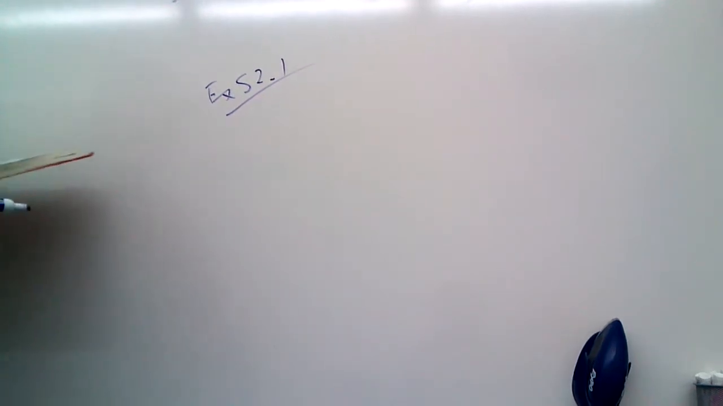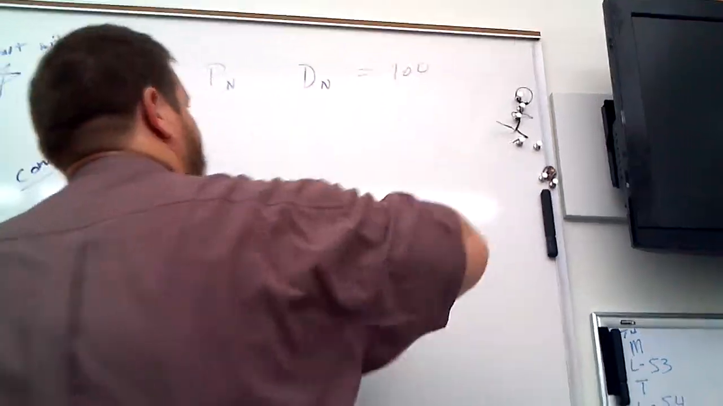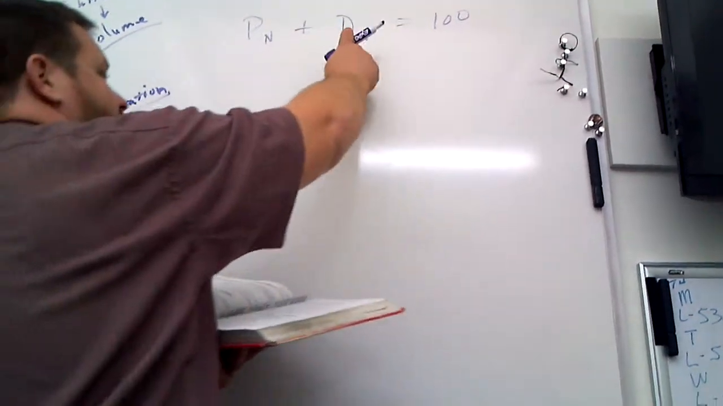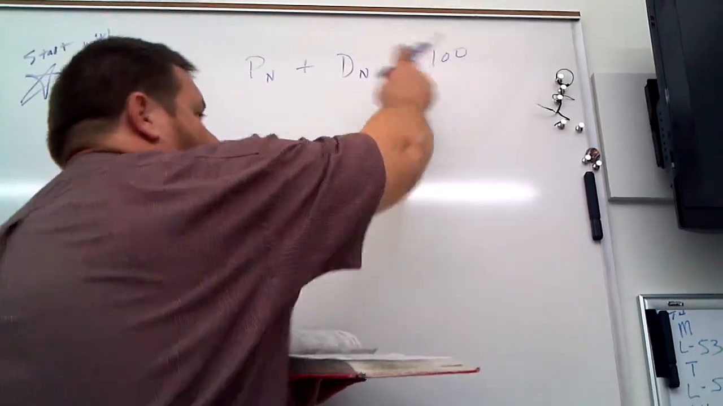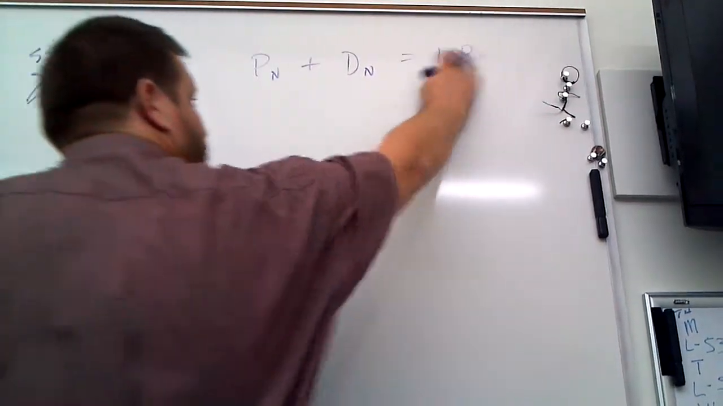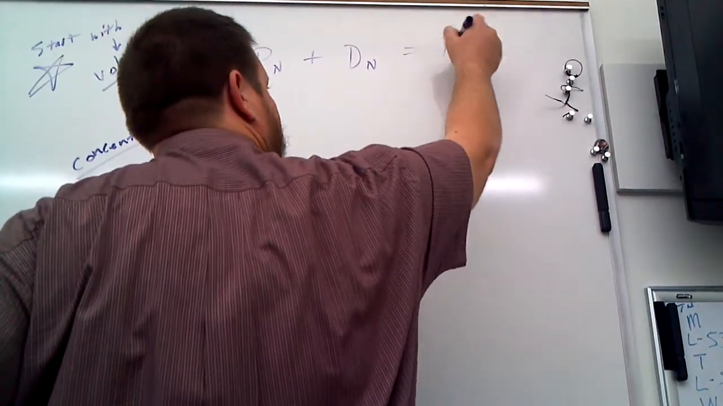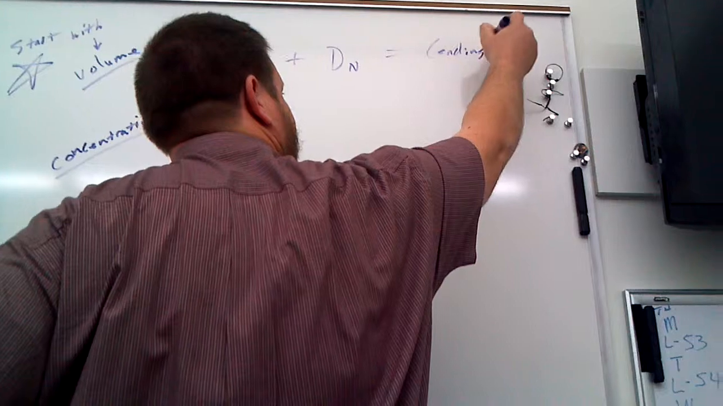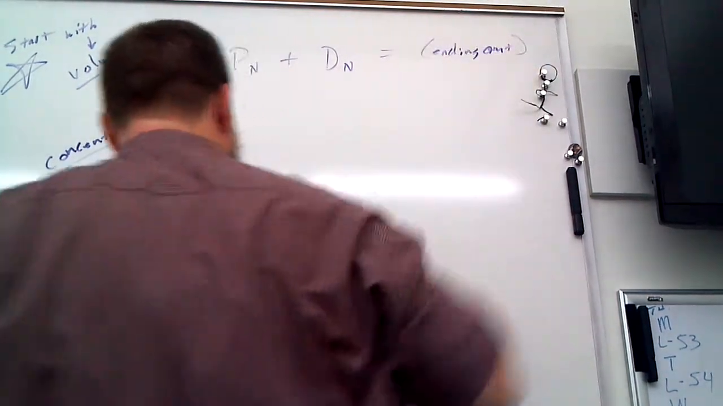And the question is, are we starting with 100 milliliters or are we ending with 100 milliliters? Ending. We need to end up with 100 milliliters. So we've got some of this and some of this that we are mixing together to get 100 milliliters. Actually, what I should do is make this generic. Ending amount.